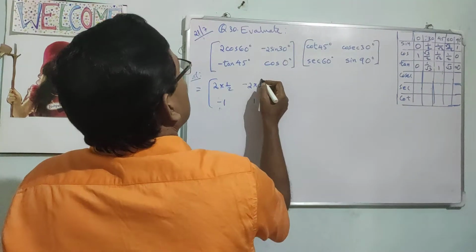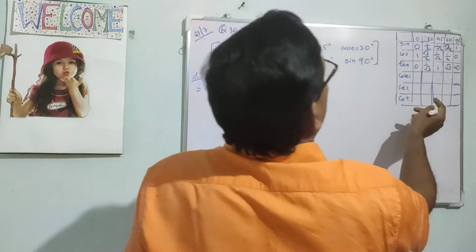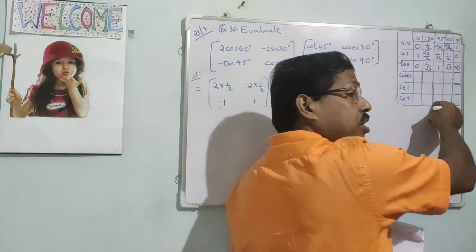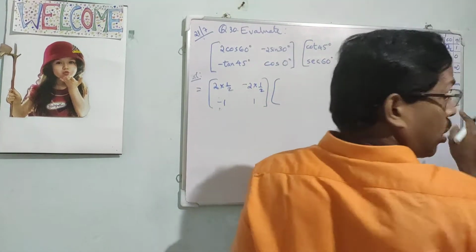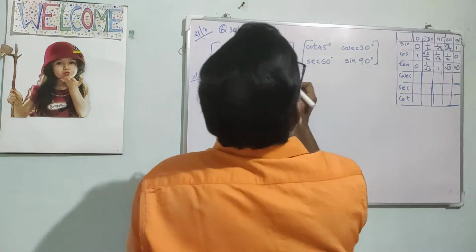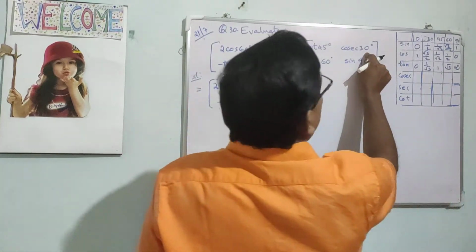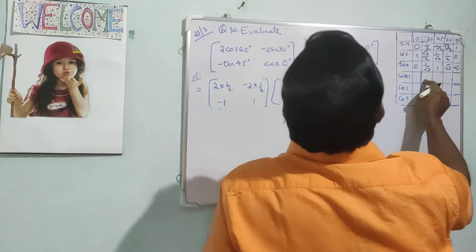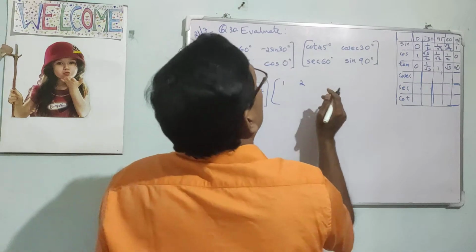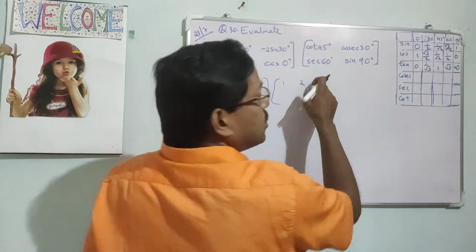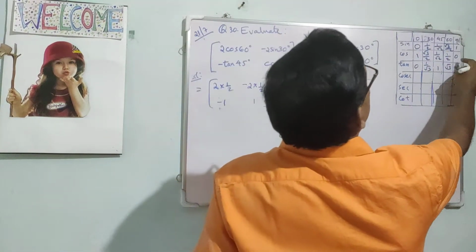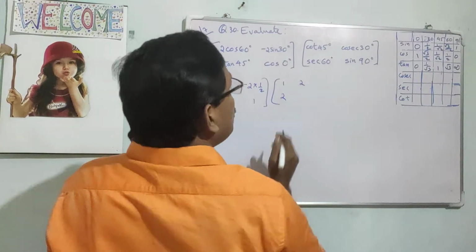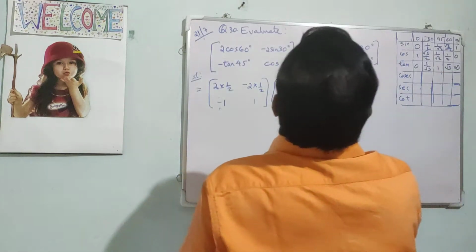Now this is the first matrix. Second matrix, cot 45. Cot 45 is the reciprocal of tan 45. Tan and cot are reciprocals, so 1 by 1, 1 only. Then cosec 30 is the reciprocal of sin 30. Sin 30 is 1 by 2, so its reciprocal is 2 by 1, that is equal to 2. Sec 60 is the reciprocal of cos 60. Cos 60 is 1 by 2, its reciprocal is 2 by 1, so 2. Sin 90 is 1.